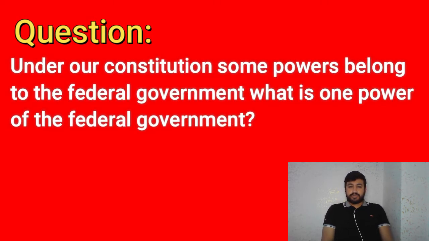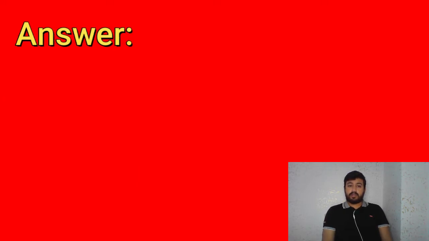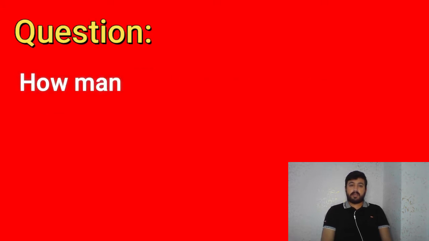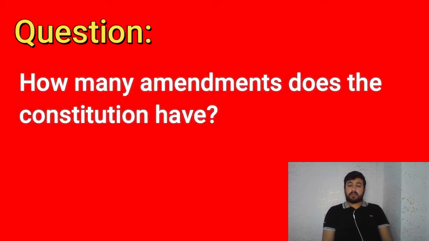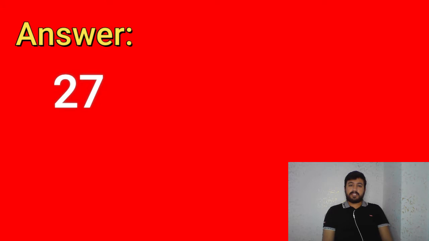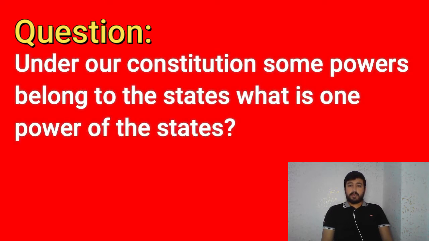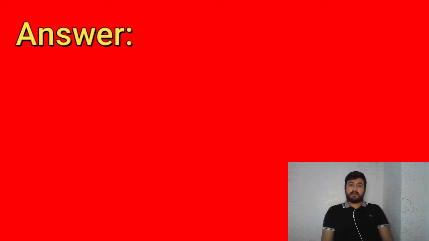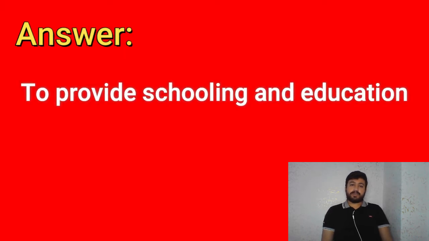Under our Constitution, some powers belong to the federal government. What is one power of the federal government? To print money. How many amendments does the Constitution have? 27. Under our Constitution, some powers belong to the state. What is one power of the state? To provide schooling and education.